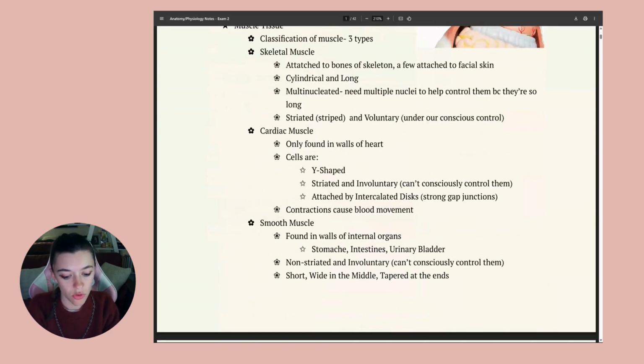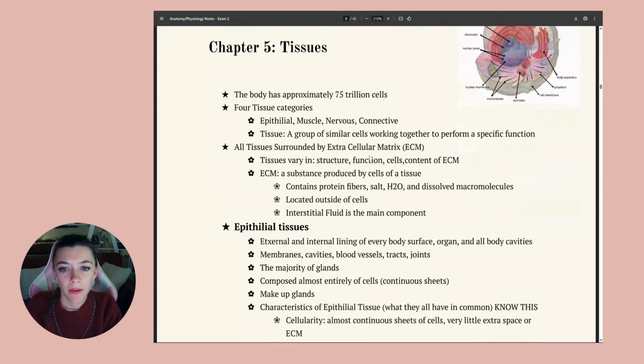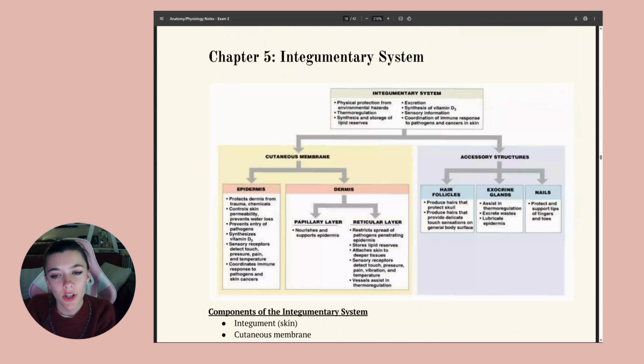I'm going to see if I can just skip all the way down to chapter 5. There it is, perfect. All right, chapter 5 is the integumentary system.